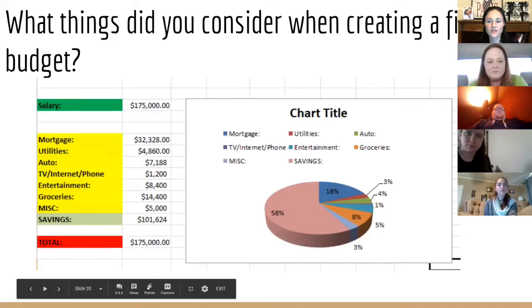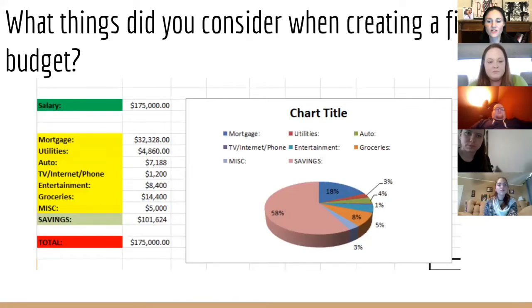Okay, what things do you consider when creating a financial budget? First, I had to consider my income. I need to know what I would be bringing in in order to know what I had available to go out. Of course, the next few items are mortgage, utilities, and transportation. It's important to know what my priorities are. If I'm taking a vacation to Italy but not making my house payment, then there's an issue.